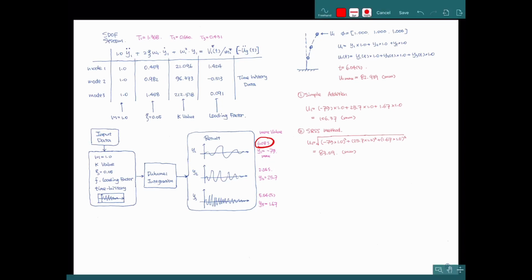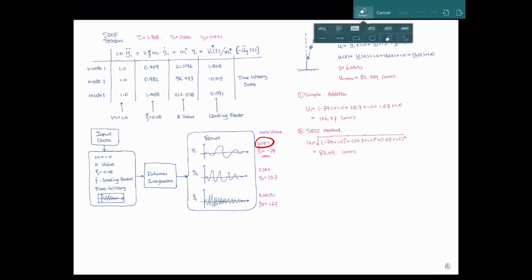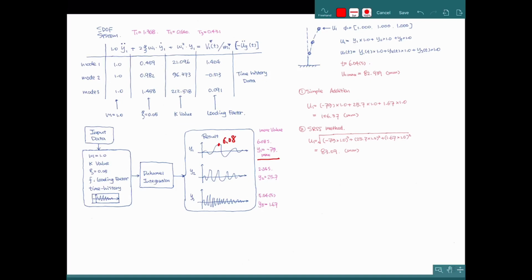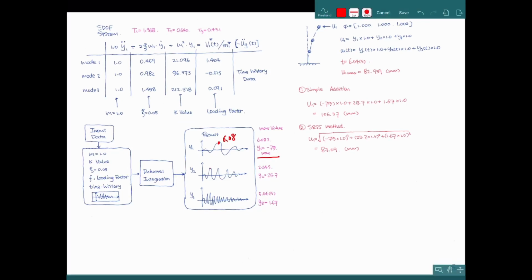So we captured this second. For each record, we can capture the maximum displacement for each mode. For example, for mode 1, the maximum displacement is 79 mm. It happens at 6.08 seconds, and for the second mode the maximum value happens at 2.24 seconds.